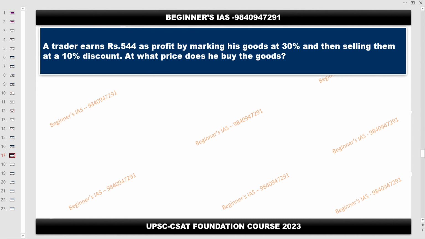A trader earns rupees 544 as a profit. First of all, analyze the statement. What is given here? A trader earns rupees 544 as a profit. Profit is obtained by marking his goods at 30%, then selling them at the 10% discount. At what price does he buy the goods? Buy the goods means obviously they are asking you to find out the CP. Clear?